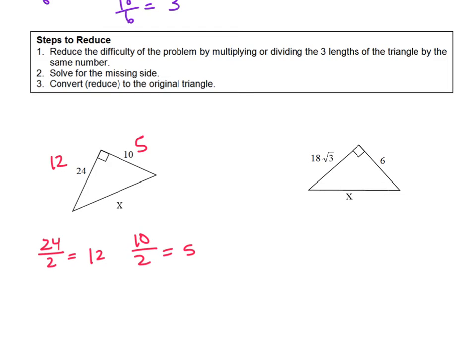And we're going to start to recognize we have a 5, 12, and then our missing side would be 13. 5, 12, 13 is a Pythagorean triple. So remember, 13 is not the answer for x. That's just the reduced triangle, 5, 12, 13.